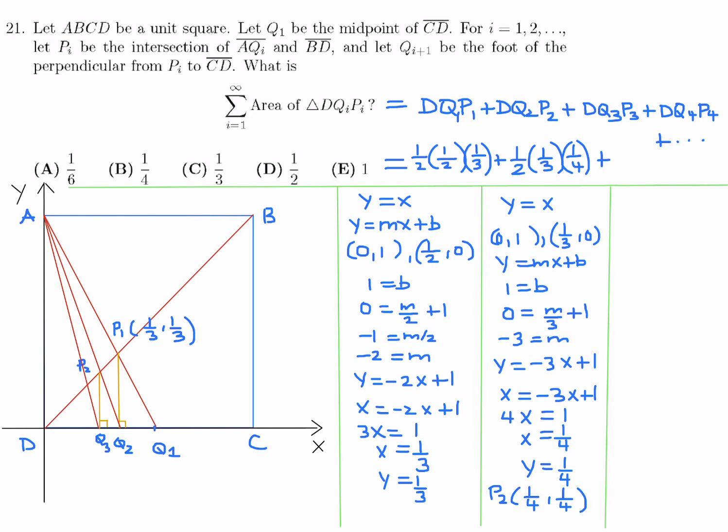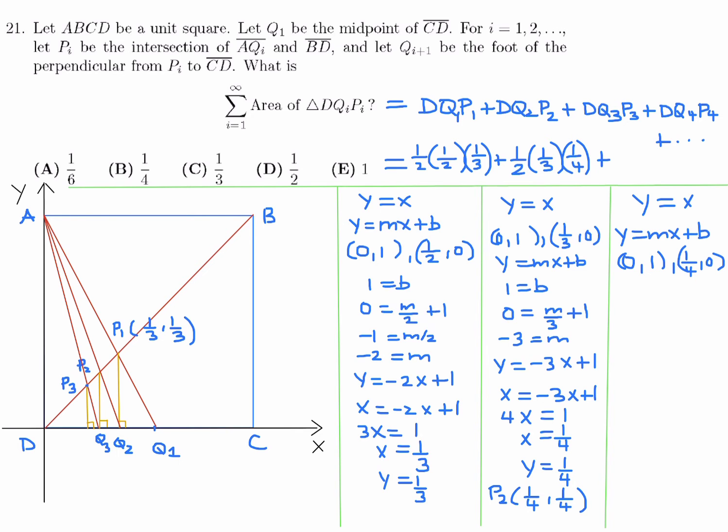And then drop a perpendicular from that point down to the bottom. That's a right angle. And that point of intersection, this guy right here, is P3. And now we do the exact same thing. So y = x, and y = mx + b. And this time my points, well, the 0, 1 is always the same. But this time another point is the coordinates of Q3, which is 1/4, 0.